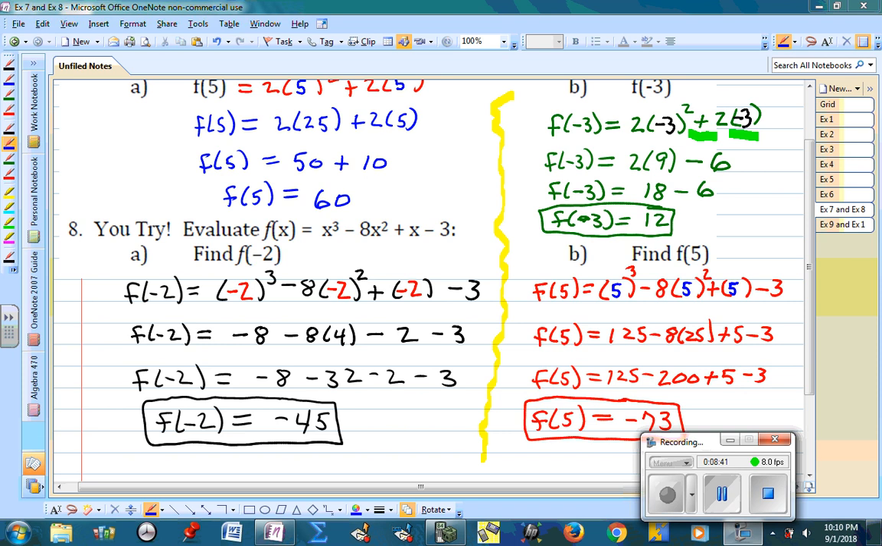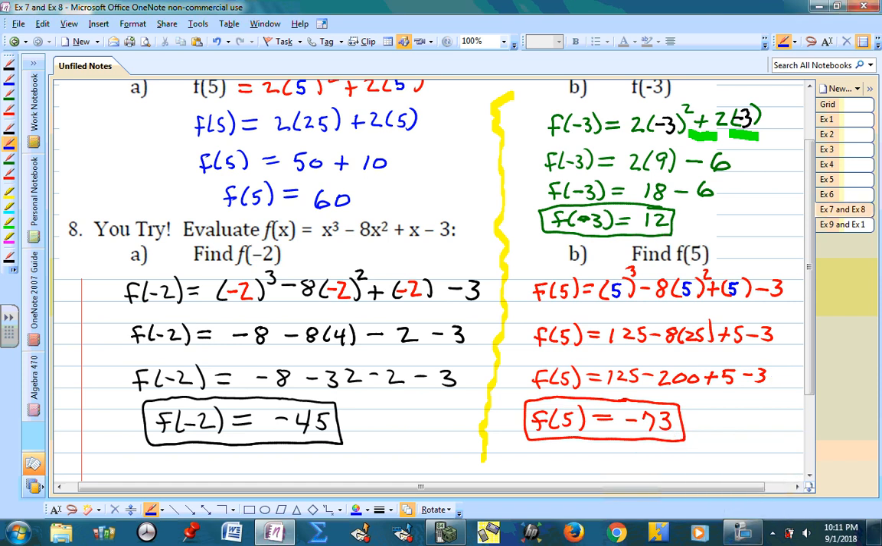Here you go. Here are the solutions. We substituted negative 2 in for x for part A, substituted 5 in for x for part B, and then we perform the order of operations one step at a time. Hopefully this makes sense. If not, I'll bring some questions to class and we'll clear them up.